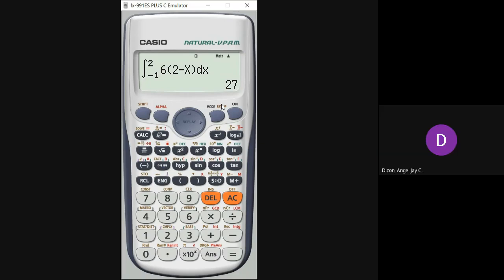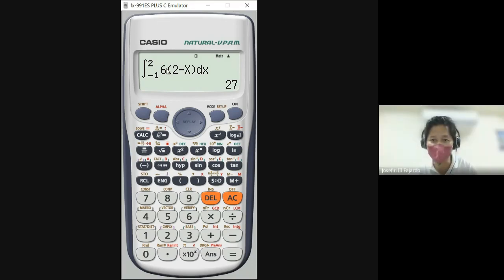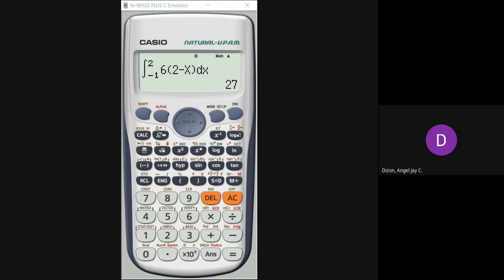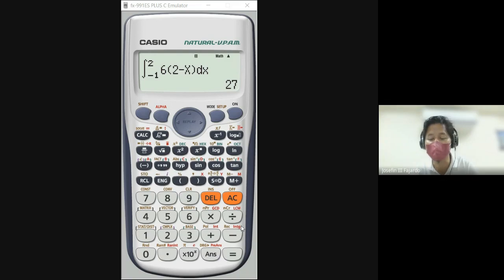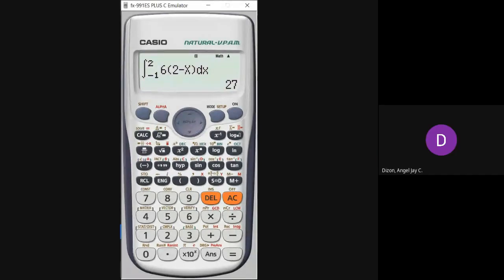Sir, hindi na po kailangan yung sa pi, sir. Pwede mo naman lagay ng pi yan. Di ba nilagay mo ng pi, 27 pi. Para hindi mo na kailangan i-type dito yung pi. Hindi na po ita-type yung value po ng pi, sir. Leave it as is kasi si pi kapag inilagay mo, mag-irrational number pa siya. Okay? Sige po, thank you po.